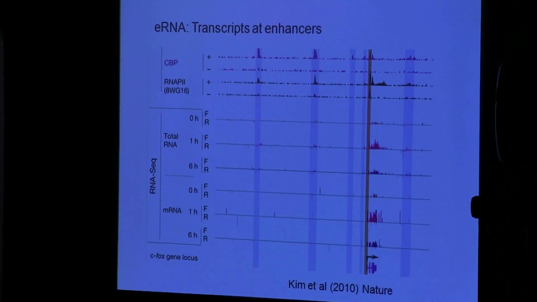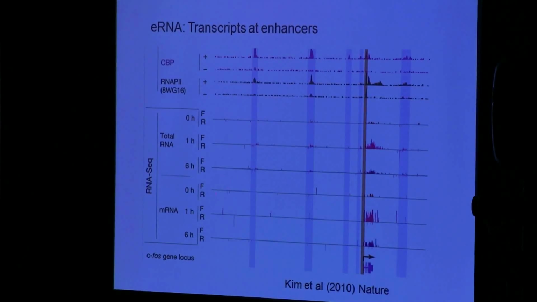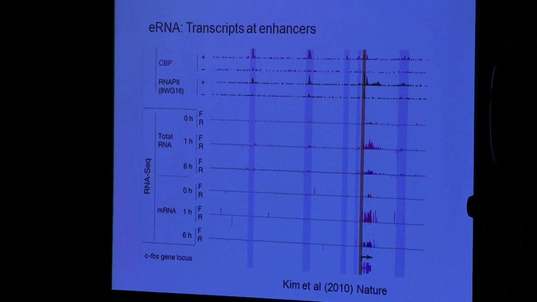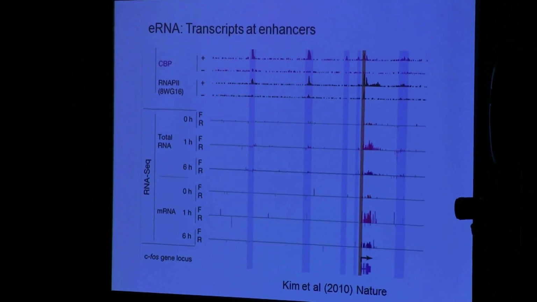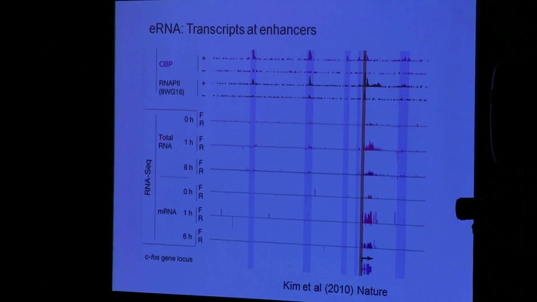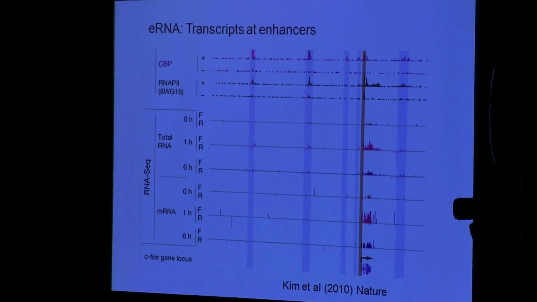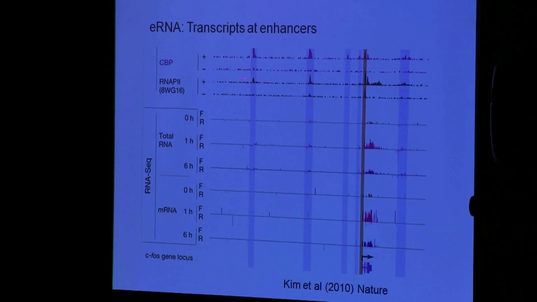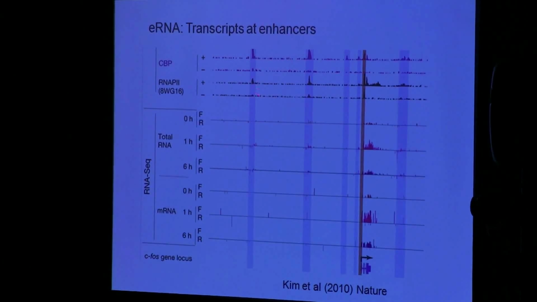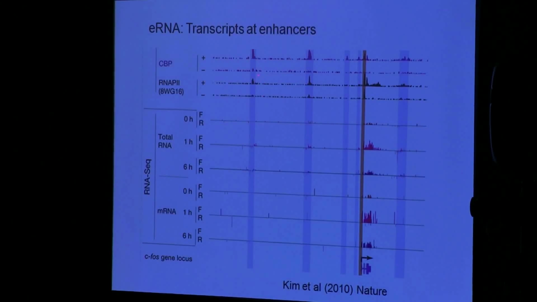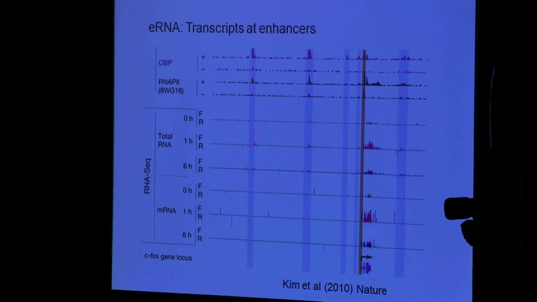Because it's a transcript at enhancers, you cannot see it clearly in mRNA-seq data, because mRNA-seq usually uses the poly-A tail, and enhancer RNA doesn't have any poly-A tail. But you can see it using total RNA. So what they did was use RNA-seq and map it back to the genome, and found that near this C4 locus, at the CPB binding site, which corresponds well with polymerase 2 occupancy, there were transcripts stretching to the plus strand as well as the negative strand from the center of the CPB binding site. They called them enhancer RNA, or enhancer-driven RNAs.